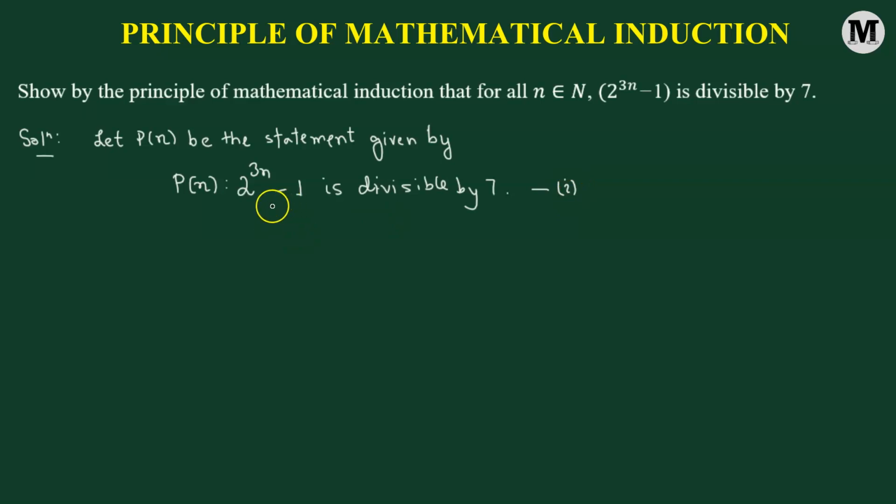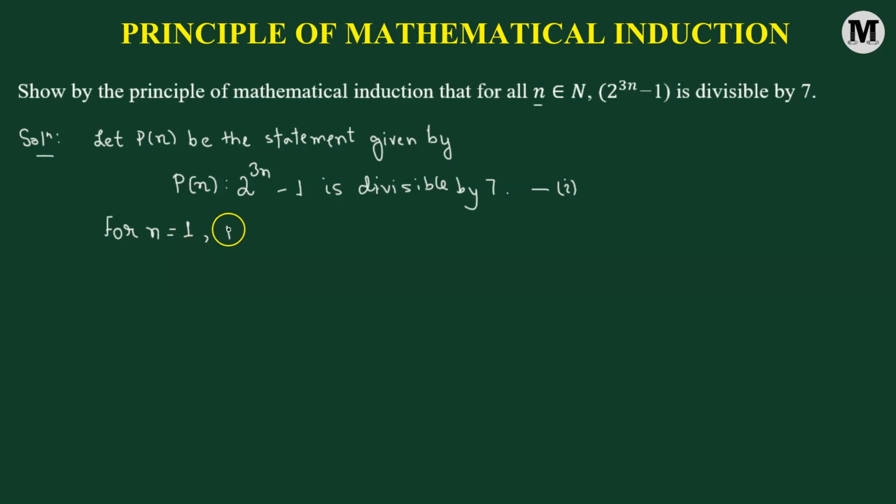Now, our goal will be to verify that this particular statement is true for all n belonging to N. We have to verify that any natural number that we pick, this is always going to be a true statement. So how shall we do that? First, we are going to check if it is true for n equals 1. N equals 1 means we are going to check for the first natural number, 1.